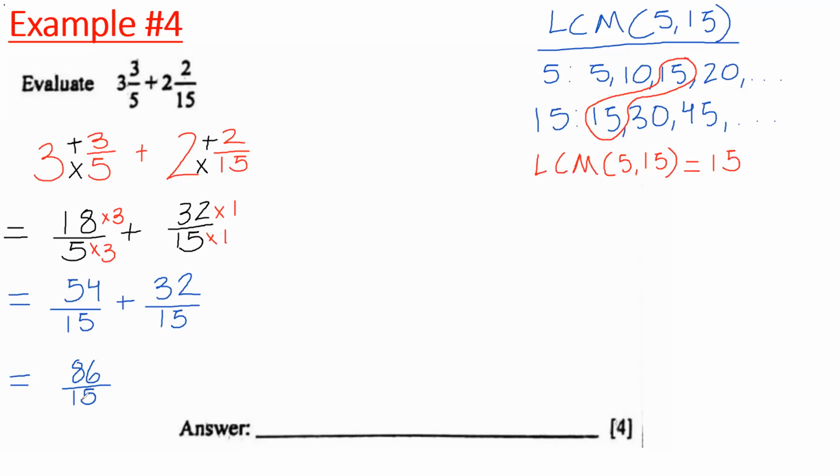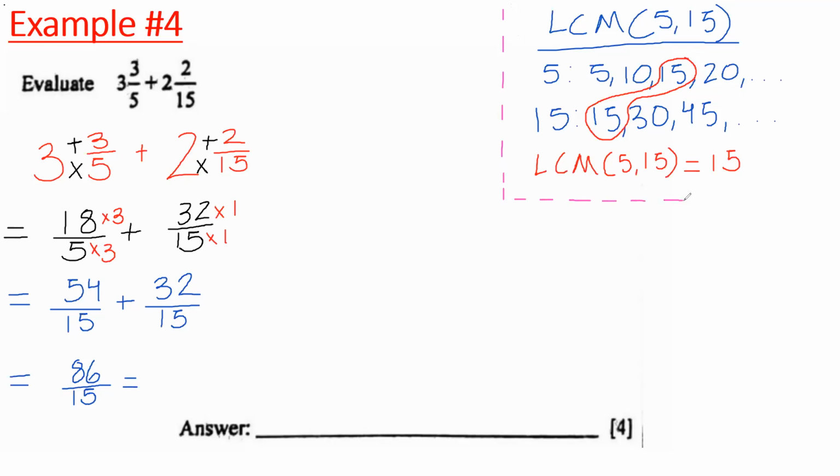86 over 15. And what is 86 over 15 written as an improper fraction, written as a mixed number? It's going to be equal to... what we could do is divide, right? So let's do that. I want to know how many times 15 goes into 86.